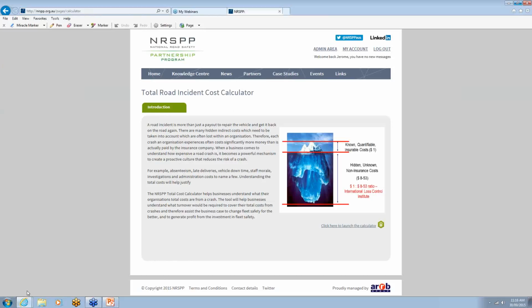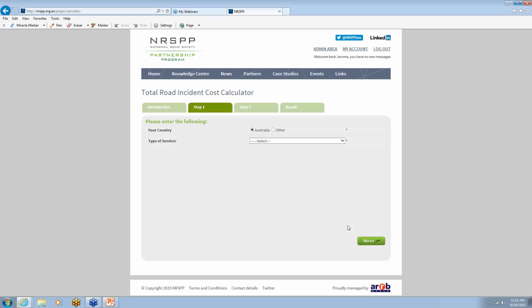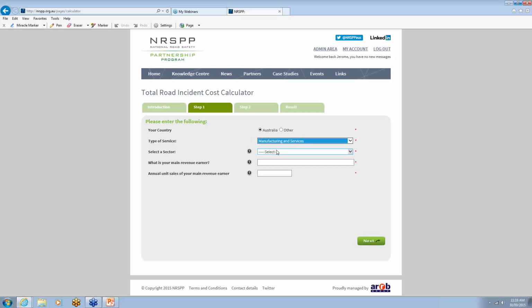So we'll just go into the calculator. When you use that link, you'll be taken through to the screen. You'll need to be logged in if you're already a participant of the partnership program. And down here on the right hand side below the iceberg, you click to launch the calculator. Eventually we do plan to release this calculator to the other countries outside of Australia. It'll default to selecting Australia, and then you select your typical service, whether you're manufacturing or a government entity. I'll be manufacturing today, thanks Merv.